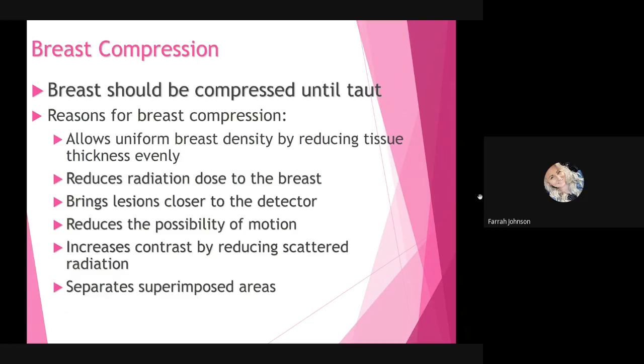So, the reasons for breast compression in mammography is that it allows for uniform breast density by reducing the tissue thickness evenly. It also helps to reduce the radiation dose to the breast. It brings breast lesions closer to the detector so that we can evaluate them with greater quality. It reduces the possibility of motion, especially when patients are trying to breathe. It increases the contrast by reducing scattered radiation. And then lastly, it separates the superimposed areas so that we can see any type of lesion free of superimposition.